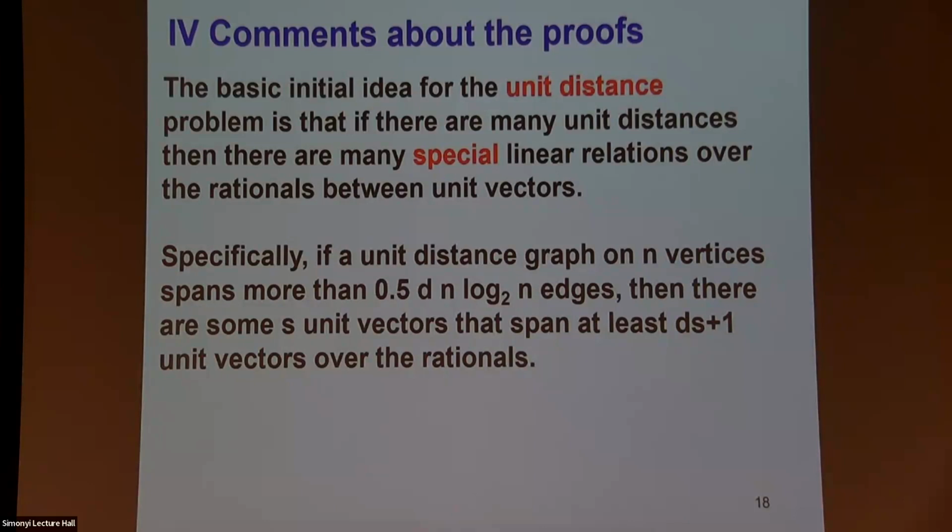And I want to tell you a little bit more about what is meant here. More specifically, if we have a unit distance graph on n vertices, and if it spans more than half dn log base 2 of n edges, then, and this is what I mean by the special linear relations, there is some number s, and there are some s unit vectors that span over the rationals at least d times s plus 1 unit vectors. Okay? So we have a small set of unit vectors that spans a larger set of unit vectors over the rationals.